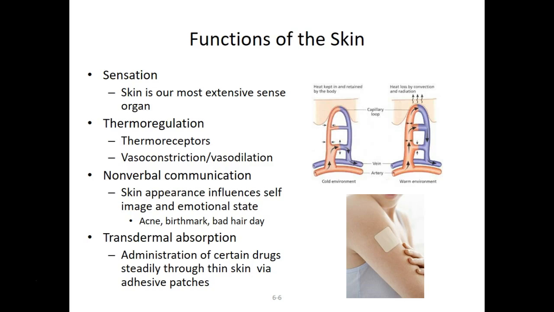Birthmarks and acne can be seen on the skin and can tell us a little bit about the individual. And then we have transdermal absorption. So our skin can actually take in certain chemicals. Birth control patches, pain patches, as well as smoking cessation patches can be absorbed through our skin into the adipose tissue that's in the hypodermis region.